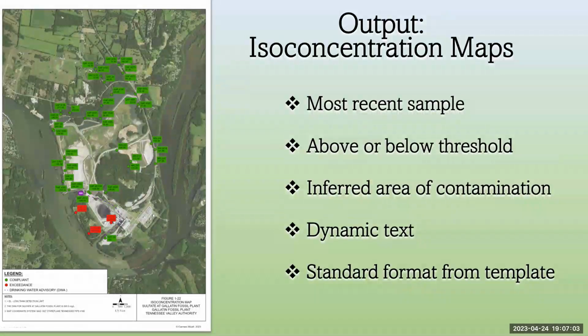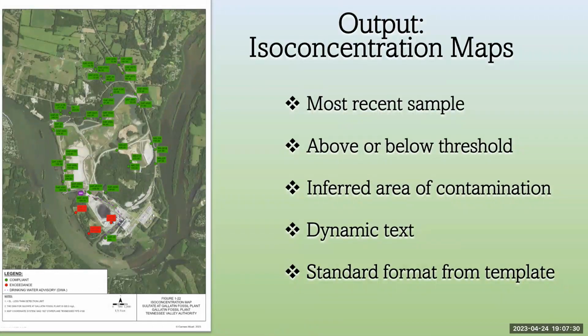And for each figure, we only wanted to show the most recent sample from the date range provided. We also wanted to symbolize whether it was above or below the threshold, whether that location, that sample was a compliant sample or if it was an exceedance of that threshold. The contour itself shows an inferred area of contamination.